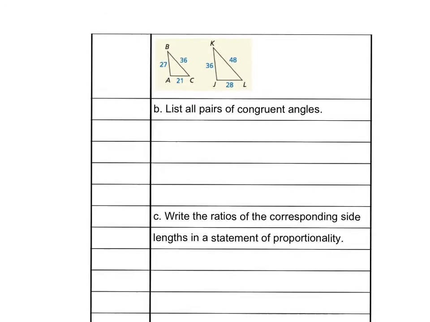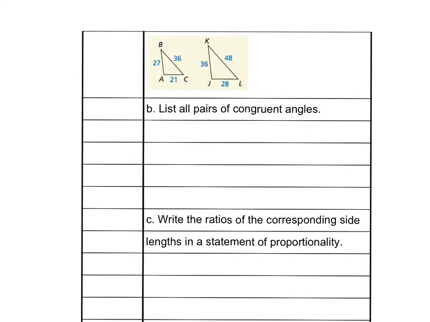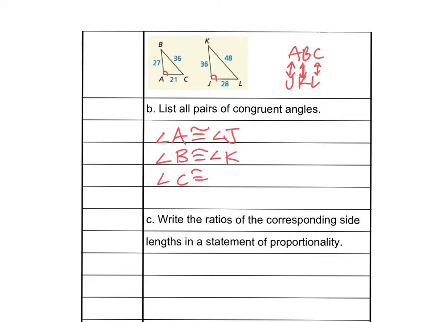Okay, this one's pretty easy. It's the same example. I just had to re-put it on the second page. It says, list all pairs of congruent angles. So we're just finding corresponding angles here. We can use what they named. They named the triangles ABC and JKL, so you know that A and J are corresponding, B and K are corresponding, and C and L are corresponding. So angle A is congruent to angle J, angle B is congruent to angle K, and angle C is congruent to angle L. That's all we have to do for that.